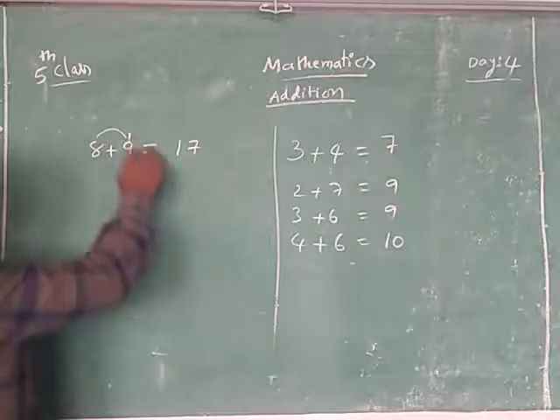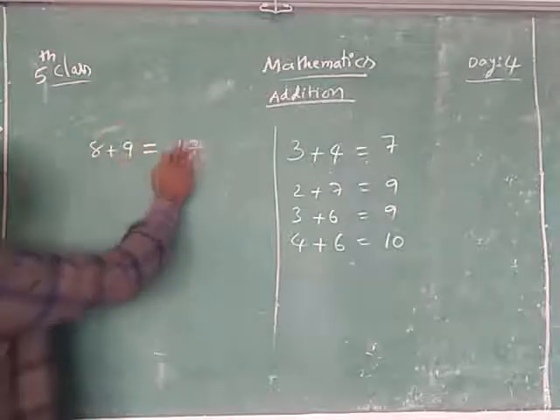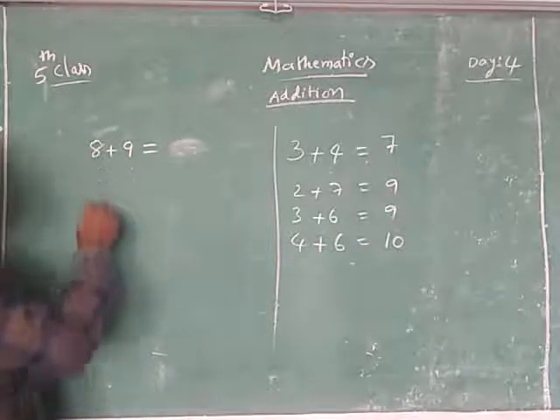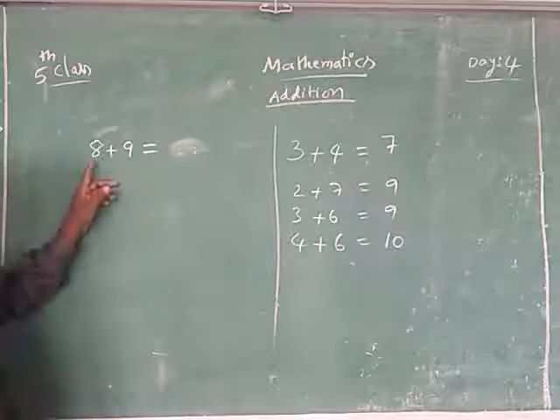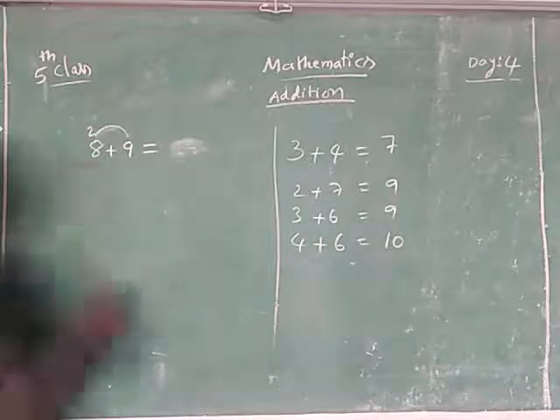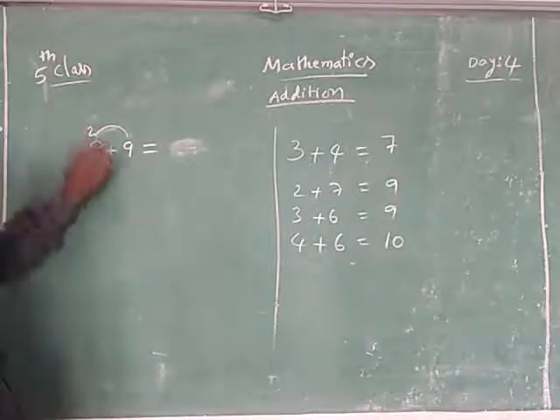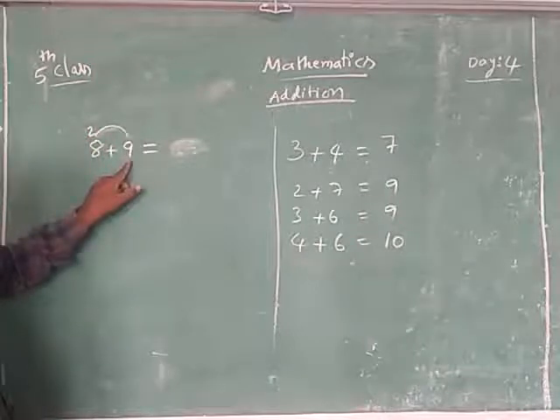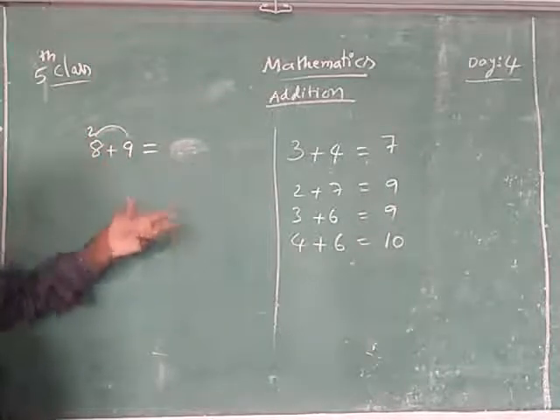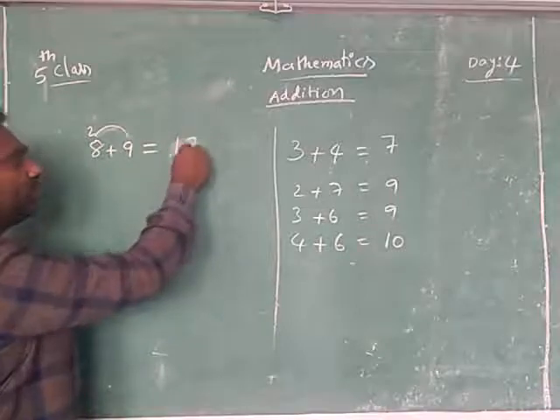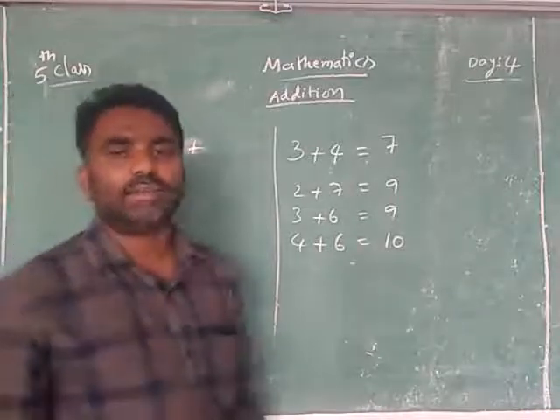Any number you can make like that. Not only this number, you can make this one a round figure. 8 also you can make 10 by giving 2. This is 10. You have given 2 here. Means what is left here? 7. 10 and 7 is a very easy addition. 10 and 7 will be 17.